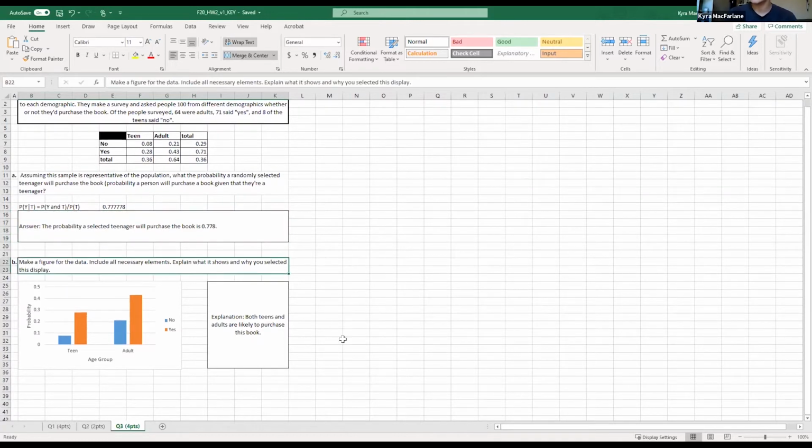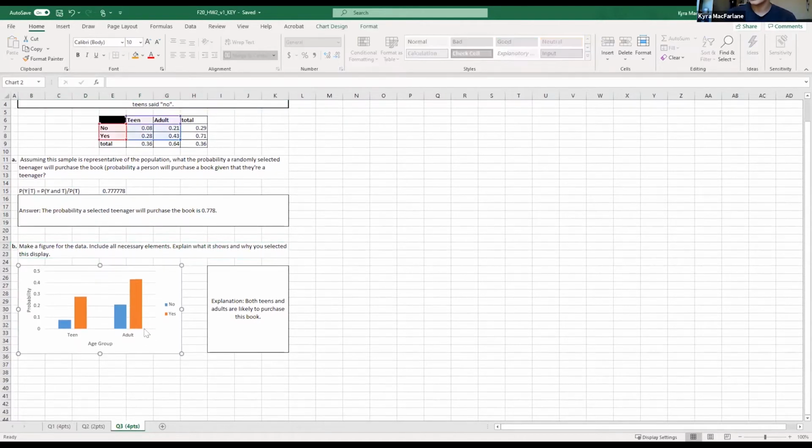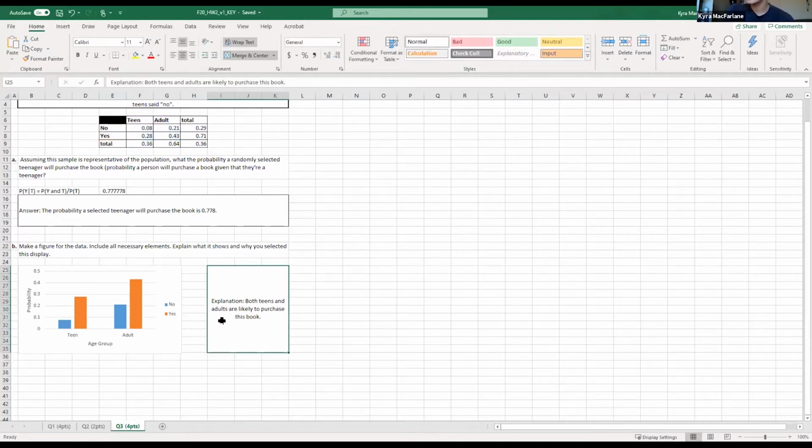And then I asked you to make a figure for the data with all necessary elements. I didn't include a title, but we have the probability that people from different age groups will or will not buy the book. You could also have done a stacked bar chart with age group on the x-axis. That would have been fine too. Looking at this, we see both teens and adults are likely to purchase this book. It's that adults in general are more likely to buy the book compared to teens, but they're both pretty likely.